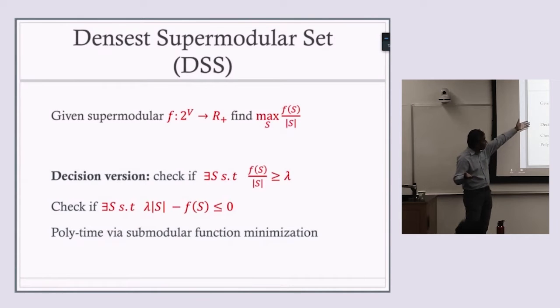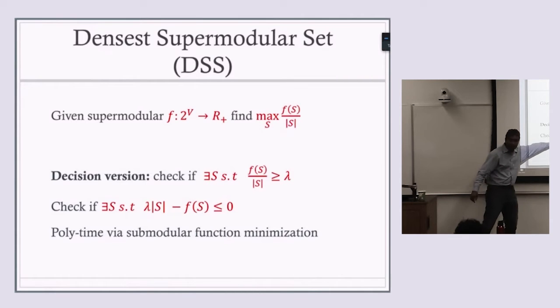Well, we want to find a set which achieves that maximum value. Let's look at the decision problem: given a value lambda, is there a set of value at least lambda? Because whenever you have ratios, you can't deal with them very easily. It's a pain. So we would normally try to make it easier by going to the decision version. Given a value lambda, is there a set which achieves that value lambda? If you do the algebra, it's asking: is there a set S such that lambda times the cardinality of S minus f of S is less than or equal to 0?